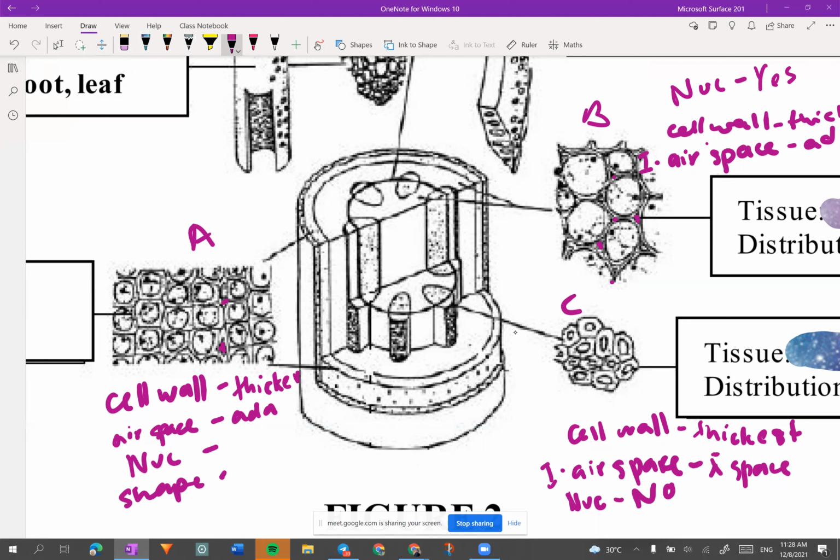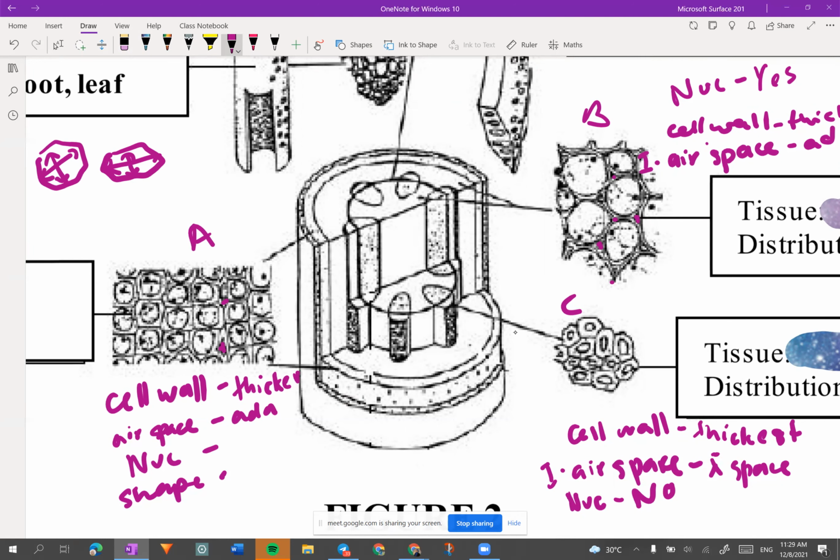Tak tahu isodiametric tu, iso maksudnya sama. Diameter maksudnya diameter kan? So maksudnya dia ada bentuk tapi diameter dia lebih kurang sama antara satu sama lain. Like here dengan here sama, here dengan here sama. Kalau polygonal, it can be like this. Tapi ini dengan ini tak sama. Okay?